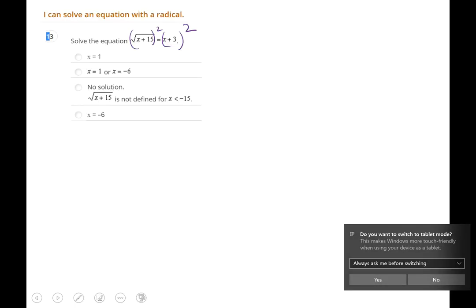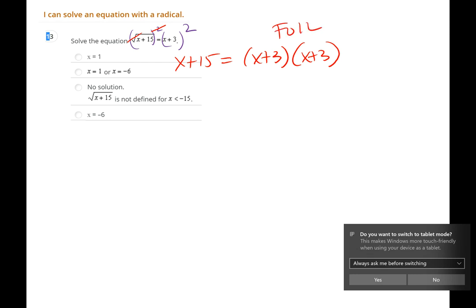All right, so squared on that means that we have to write it twice. So I know that these guys cancel, so I've got x plus 15 equals, and writing it twice means x plus 3 times x plus 3. That means I'm going to have to FOIL. So x plus 15 equals x times x is x squared. X times 3 would be 3x. I have that again in the middle. And then 3 times 3 is 9.